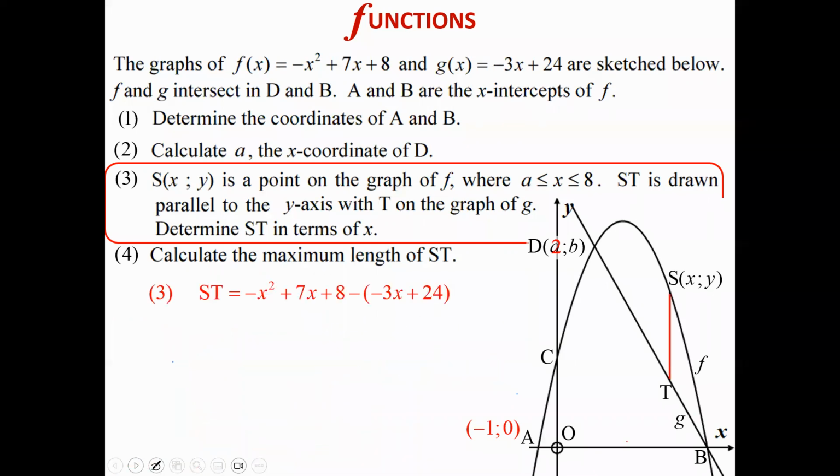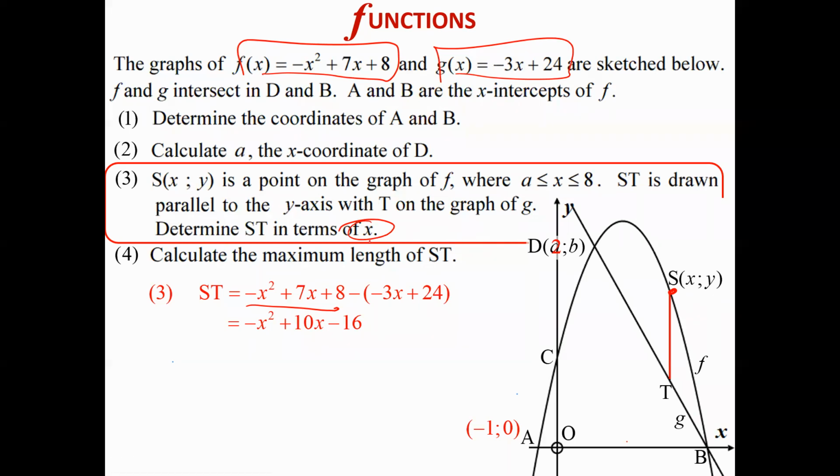If you misunderstood everything I said, all we're doing here is taking the parabola equation, which is given to us, and subtracting the straight line equation, which is given to us. Because they said in terms of x, we don't have values, so we're subtracting both equations. If we work that out, we get ST is equal to minus x squared plus 10x minus 16. They didn't say in terms of x, so your answer is going to have x.